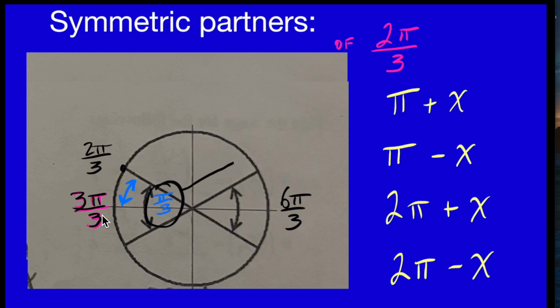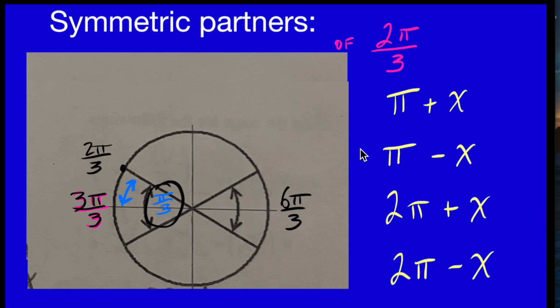that is the x in these formulas, not the 2 pi over 3. So this is not in the formula. It's the distance, it's the reference angle. You get to your spot of whatever they're asking you to find the symmetric partner of, and you find the shortest distance to the x-axis. Whatever that distance is in radians is going to be your x. So let's go ahead and finish this up.